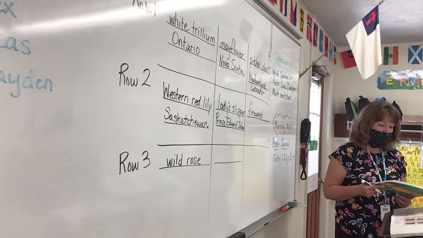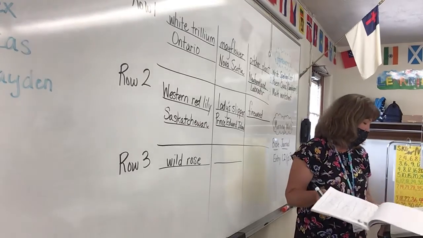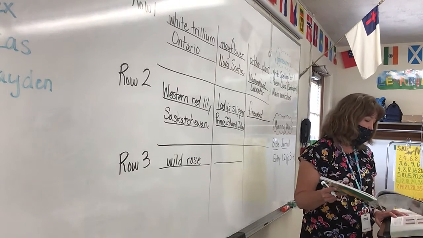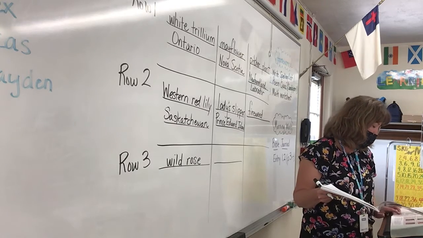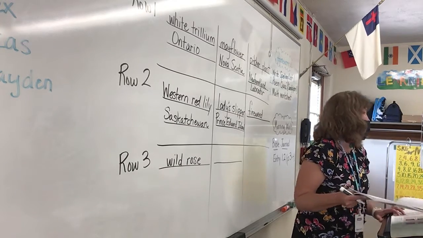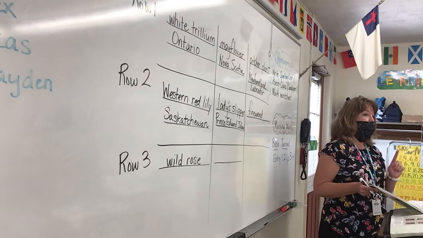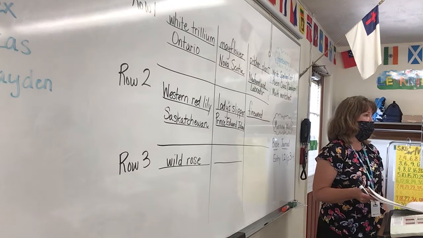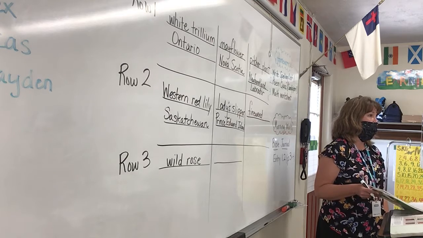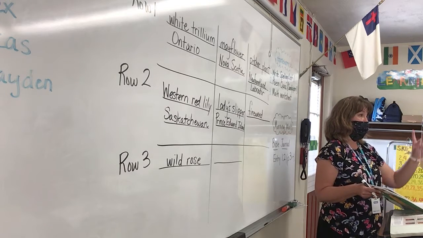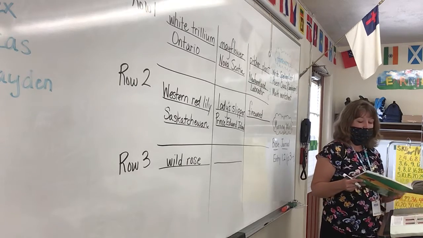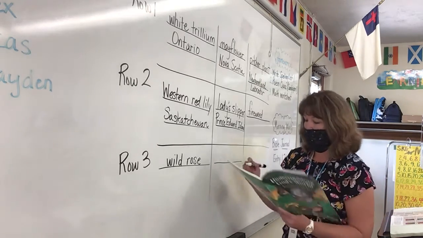Okay, what about next to the wild rose? What flower is that? This is one of the ones that first comes up. Sometimes it even grows up through the snow. It's one of the earliest flowers in spring. And a lot of times you can see it blooming through the snow. I think I've seen one of those. It's a prairie crocus, right?